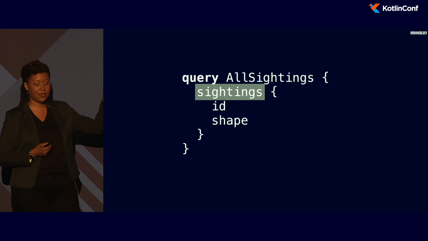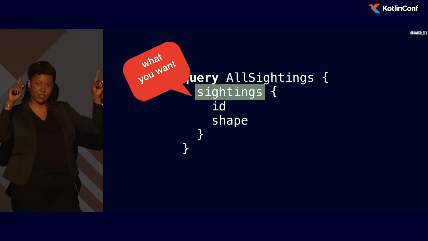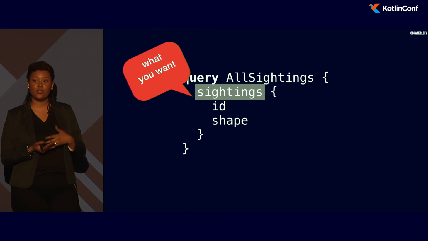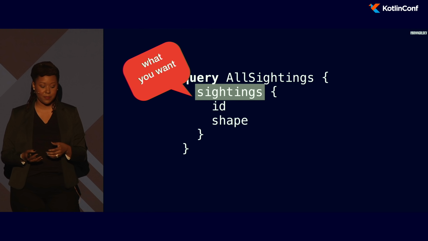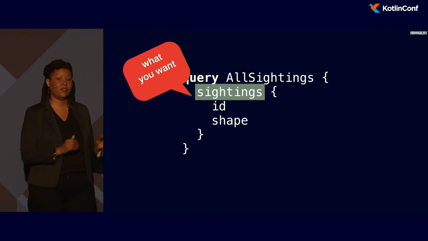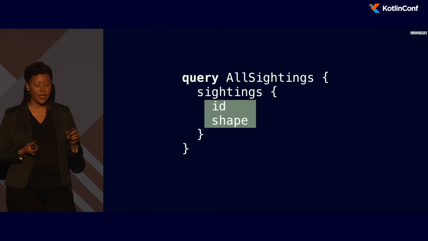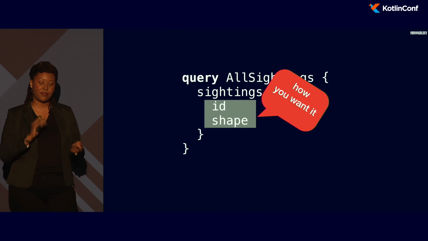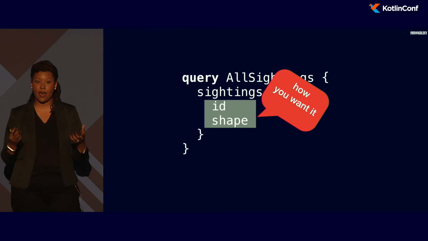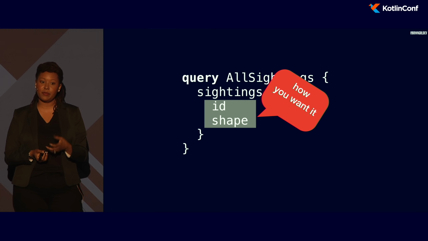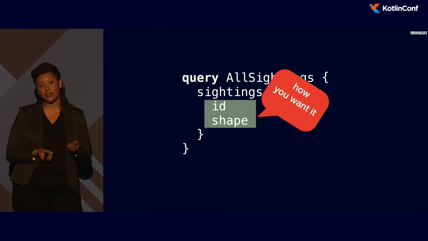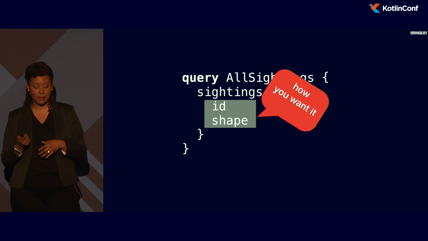This is really useful for debugging, or if you're doing some sort of server-side logging. And then finally, inside of those first set of curly braces, this is where you define the object or objects that you're actually interested in. So this is the what of what you want. And then inside that inner set of curly braces is the how. These are the fields. So I want to know about UFO sightings, but I only care about the IDs of the sightings and then their shapes.